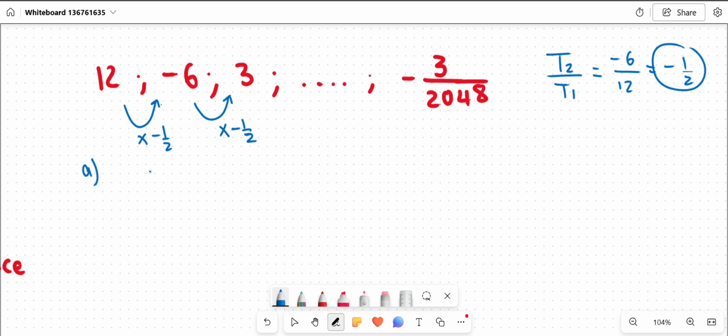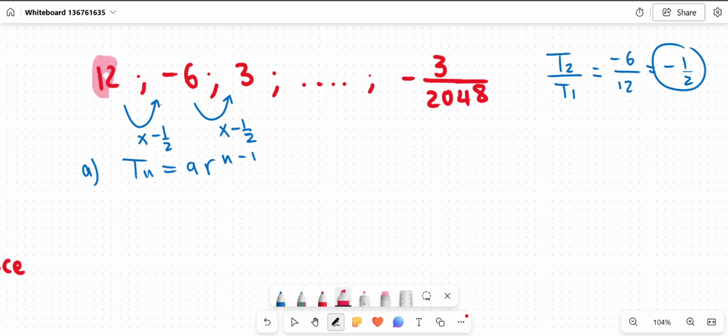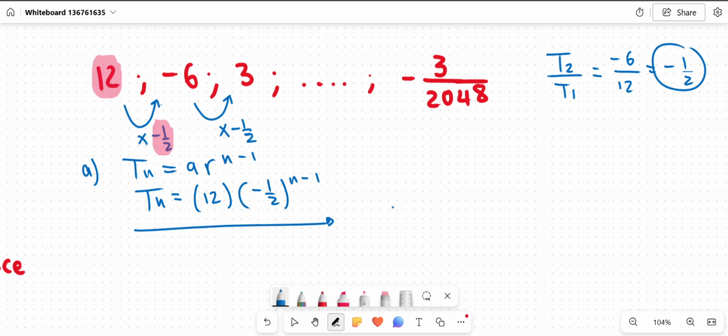Therefore, I can solve for the general formula now. Tn is equal to a times r to the power n minus 1, where a is our first term, remember? So our first term is the 12, and our r is this negative a half. So let's substitute. So Tn is going to have the 12, that is timesing the negative a half to the power of n minus 1. So that's question A. Then question B asked us to find term number 10.